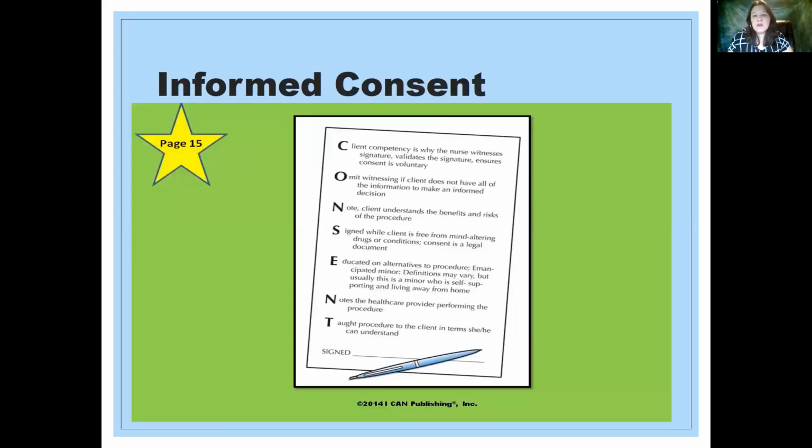Let's talk a little bit about informed consent. I realize that what you have here on your PowerPoint slide, you can probably see pretty decently on the presentation that we're looking at, but I'll also upload the image so that you can have it for study, because I think it's always helpful to have acronyms if at all possible. So let's talk a little bit about informed consent.